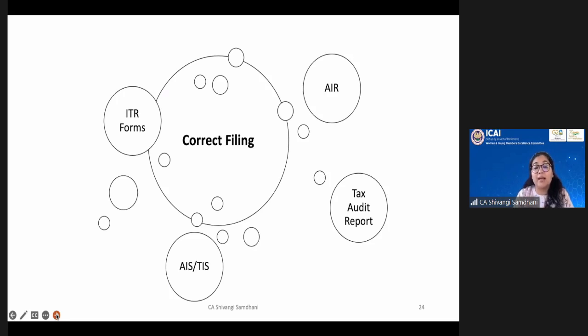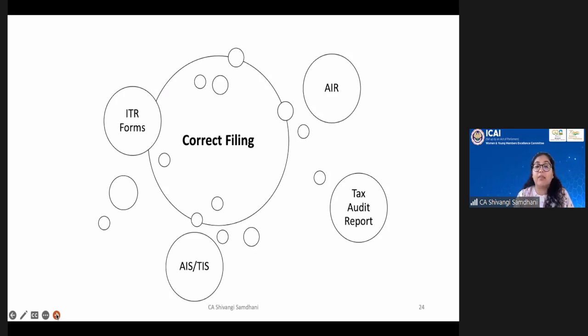So they will scrutinize my return accordingly. Every company issuing shares, debentures, bonds of more than 10 lakh rupees to a person is required to report it. Again, their reporting would result into AIR.